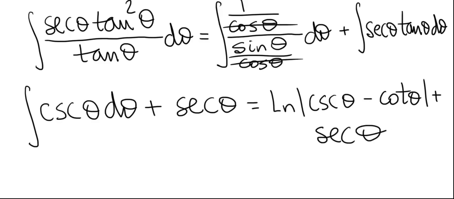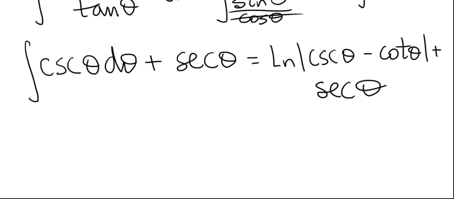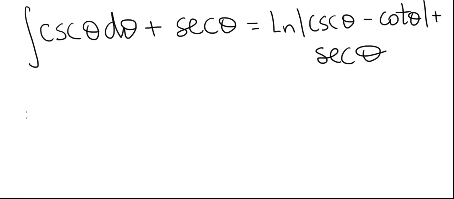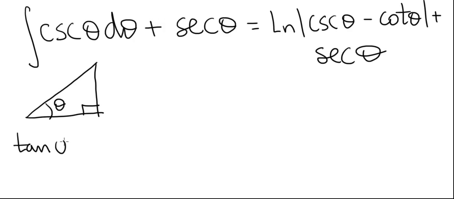All we have to do now is express these in terms of the original variable x. I'm going to draw a right triangle, and call this angle theta. Our original substitution was tangent theta equals x, which we can write as x over 1. Tangent is opposite over adjacent. Therefore, the hypotenuse is going to be the square root of 1 plus x squared.